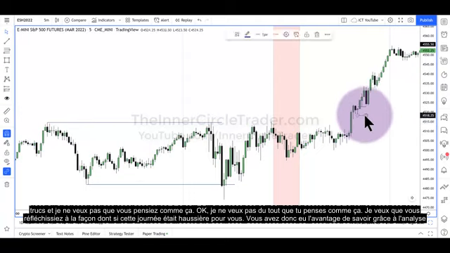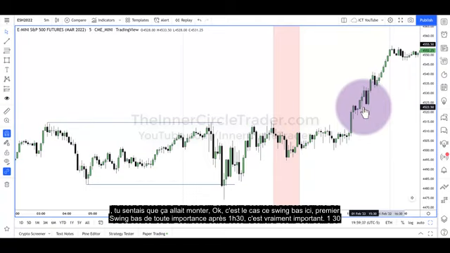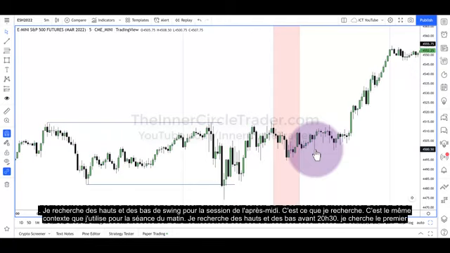I want you to think about how, if this day was bullish for you, say you had the benefit of knowing that through analysis you felt that this was going to go higher. Okay? If that's the case, this swing low here, first swing low in the importance after 1:30. This is really important. At 1:30, I'm looking for swing highs and swing lows for the afternoon session. That's what I'm looking for. It's the same context that I use for the morning session. I'm looking for swing highs and swing lows prior to 8:30.